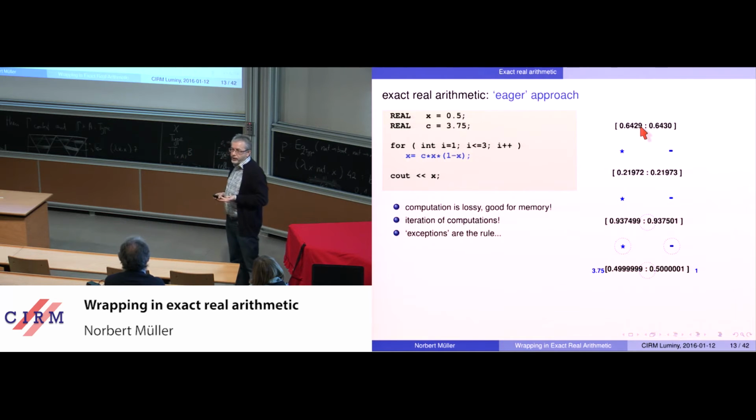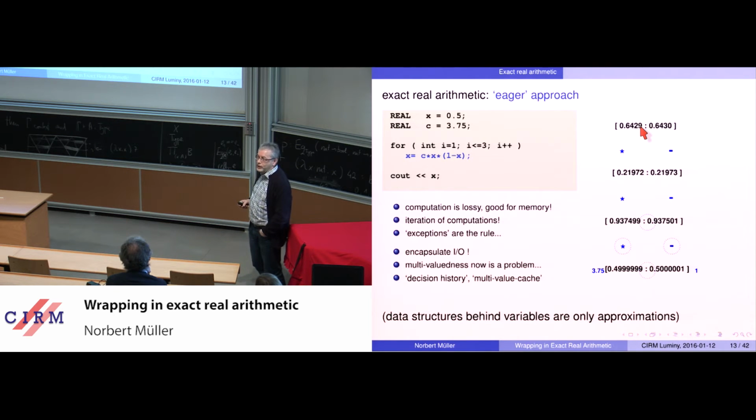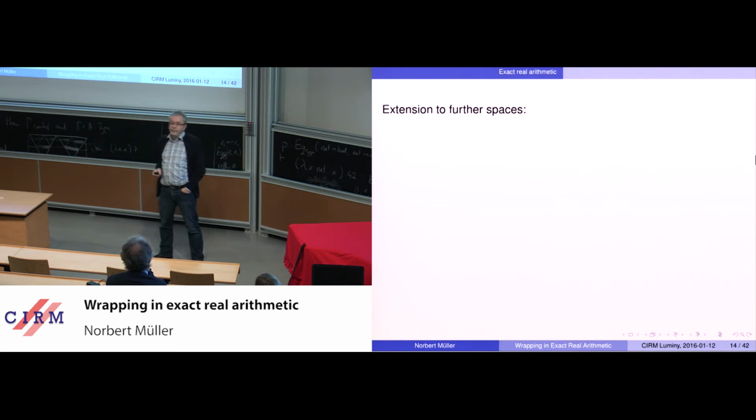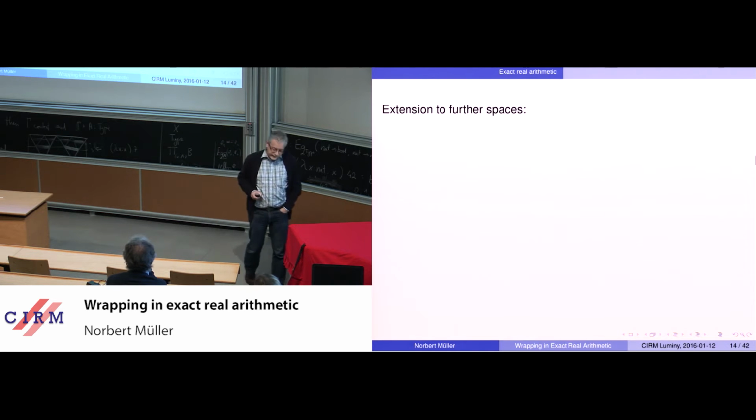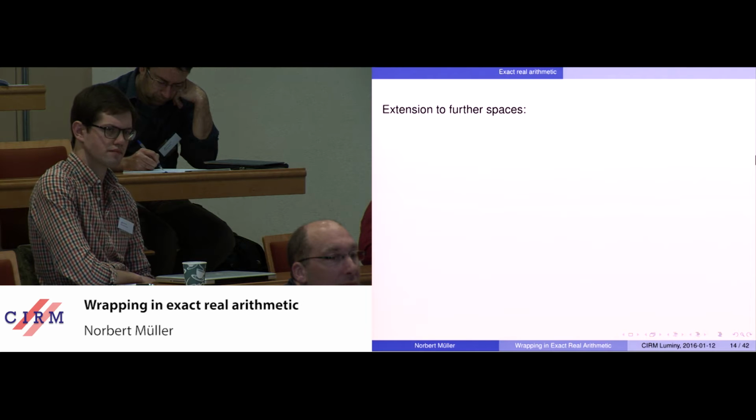We have to iterate things. Exceptions are what we use behind that, and there are a few technical things. I won't go into details there. It's sometimes a little bit nasty to do this in C++. Maybe other languages would be better, but I still want to sell to humans, so there might be a problem. Okay, we have a real data type, real, which could be fine for real numbers, eager or lazy, and we could extend this to further spaces.